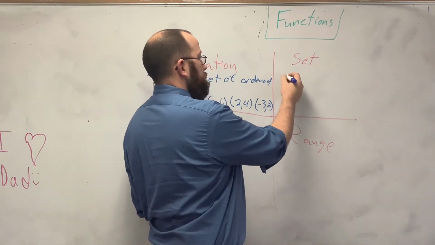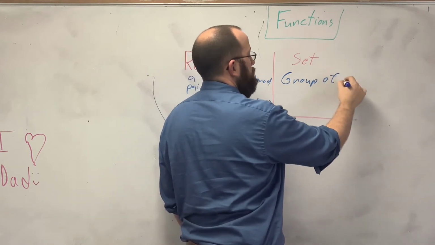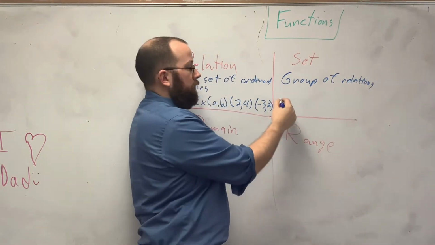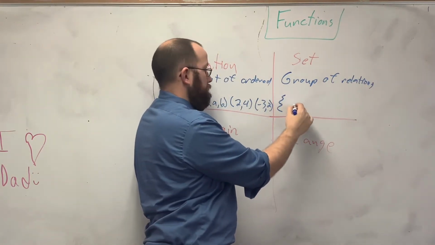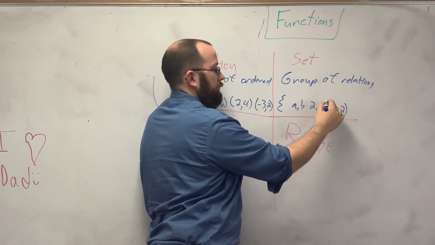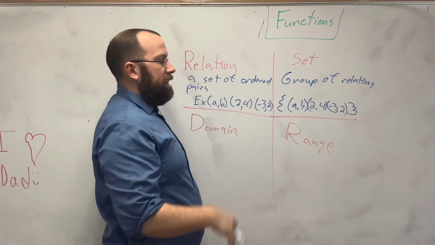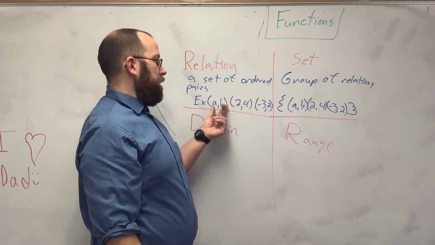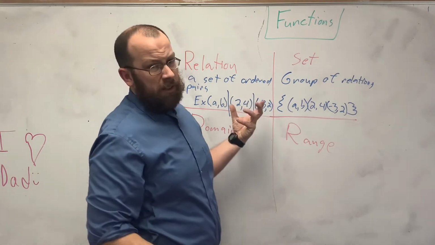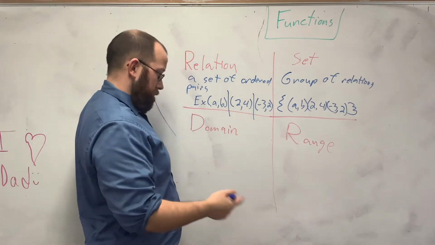A set is a group of relations basically. So if I take what I had here and I put these fancy little things around it, that is a set. So this is a relation, this is a relation, and that's a relation. I take those relations, I group them together, put these funny little symbols around it, and that becomes a set.